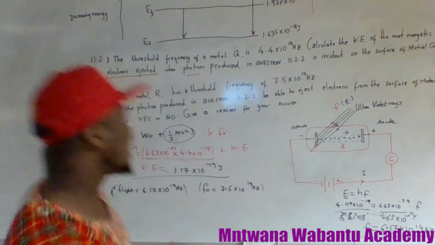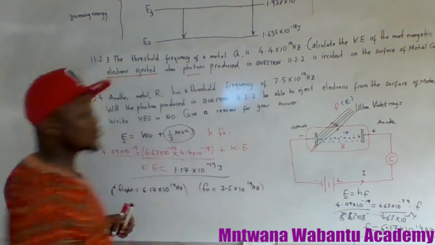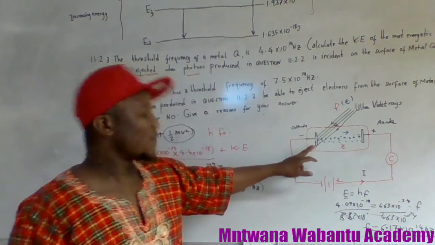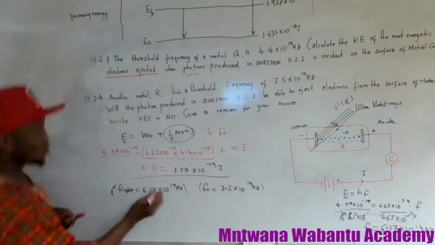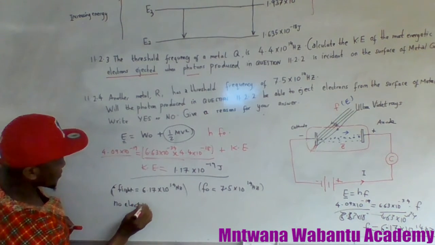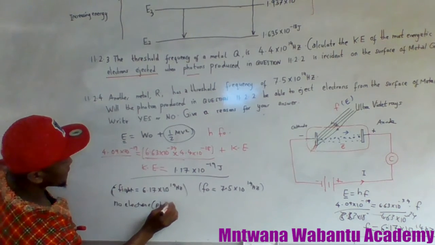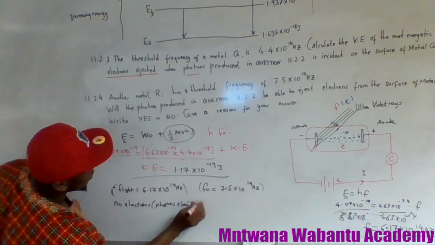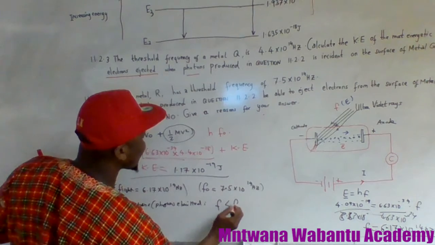Why? Because the frequency of the light which is striking the cathode is less than the threshold frequency of the metal cathode. So no electrons can be emitted. Why? Because the frequency which is coming is less than the threshold frequency.